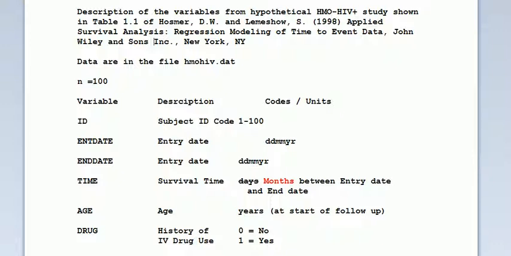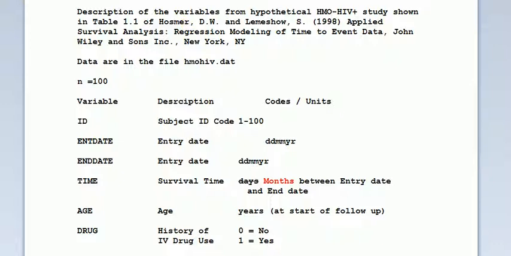This dataset hmohiv.dat is taken from the book Applied Survival Analysis by Hosmer and Lemeshow. And what we're going to do in this video is just look at the dataset and prepare it for analysis. Okay, background. HMO, it's a health maintenance organization, and what they're doing is they're trying to evaluate the survival time of the HIV positive members using a follow-up study.